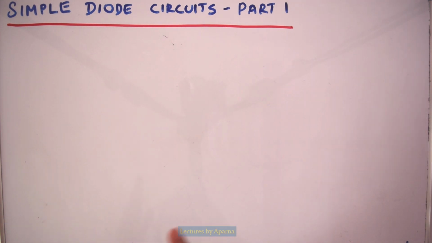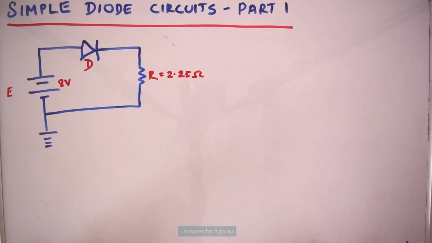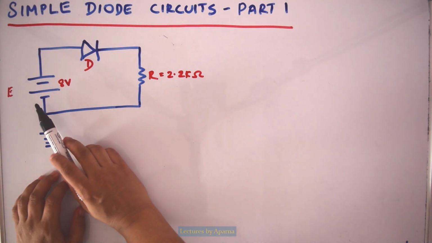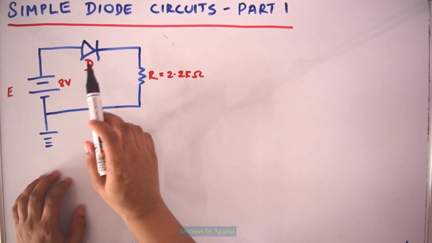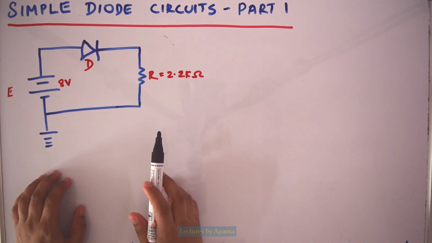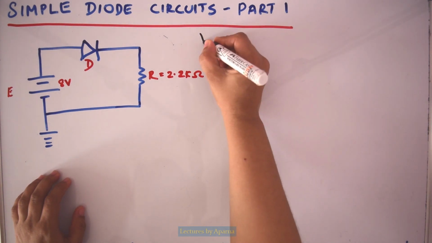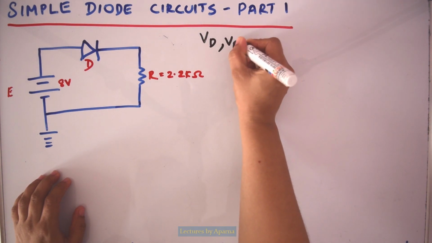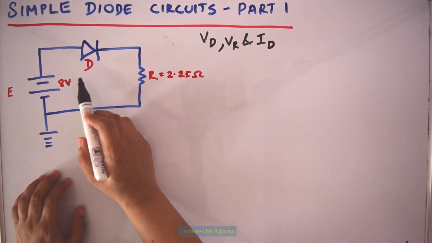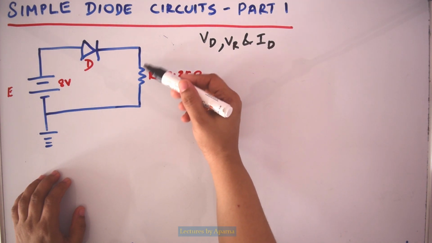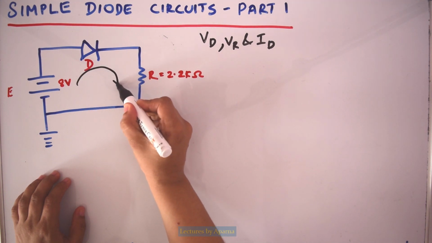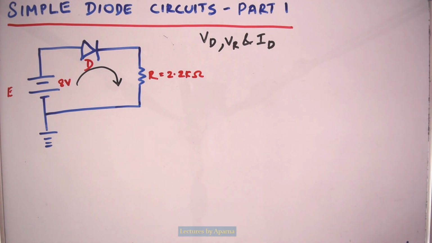Let's start with the first circuit. In this circuit, we have a DC supply which is 8 volt, then a diode and a resistor which are connected in series. We have to find the values of VD, VR and ID. VD is the voltage across this diode, VR is the voltage across this resistor and ID is the current flowing through this circuit.